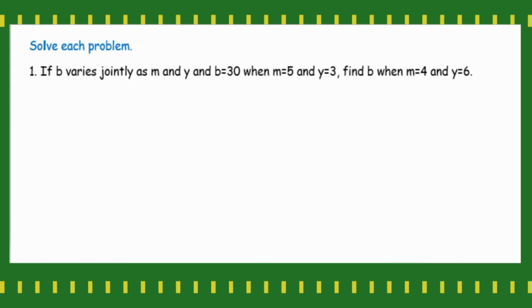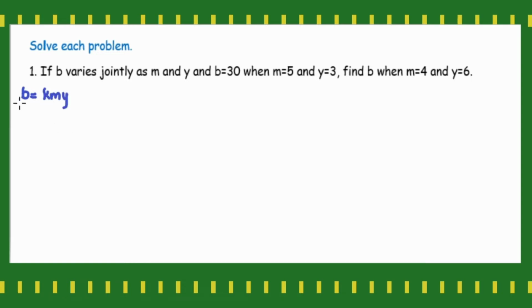Now let's solve each problem. If B varies jointly as M and Y, and B is equal to 30 when M is equal to 5 and Y is equal to 3, find B when M is equal to 4 and Y is equal to 6. Let's have first the equation. So we have B varies jointly as M and Y. Again, there are two solutions for this. So that's B is equal to K M Y.